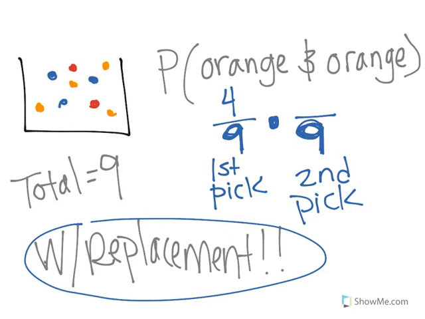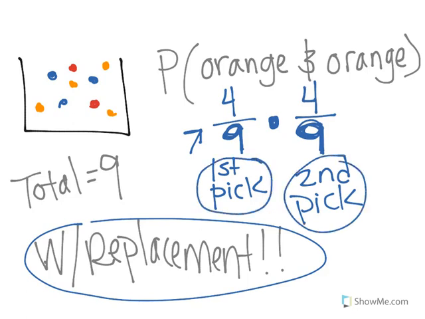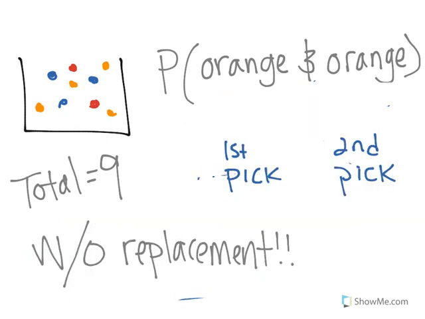That also means that that first orange that you picked here, well, you threw it back in. So that means that there's still going to be 4 orange marbles in there for the second pick. So it should be 4/9 times 4/9, and you get 16 out of 81. So there's a 16 out of 81 probability that you pick an orange first, replace it, and then pick an orange second. Now this time I'll keep it the same scenario, orange and then orange, but I am changing it so that now it is without replacement.